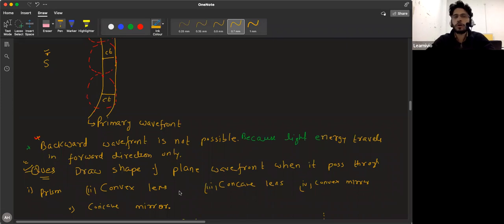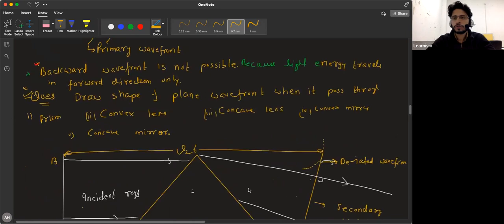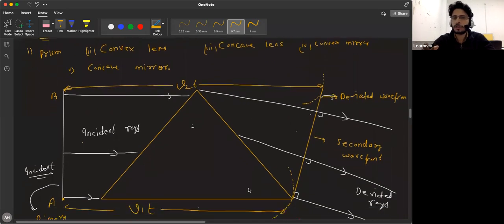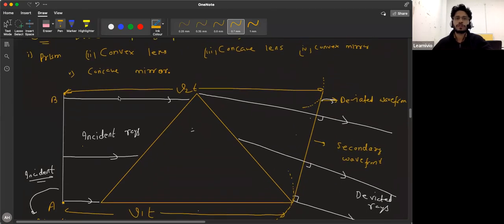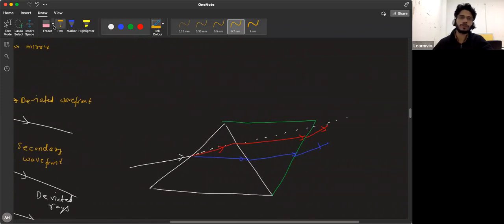If you know how parallel rays behave for a prism, for a convex lens, for a concave lens, then you can directly draw how the wavefront will look. So first of all, I'm doing the complete construction in the first case, then we will do it directly. So that's the first part. You have a prism, and you're supposed to draw the wavefront for this prism.